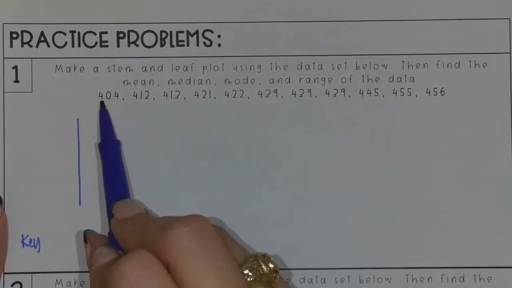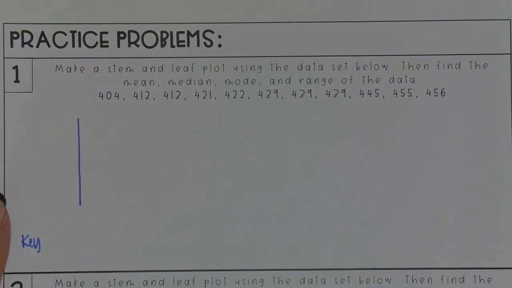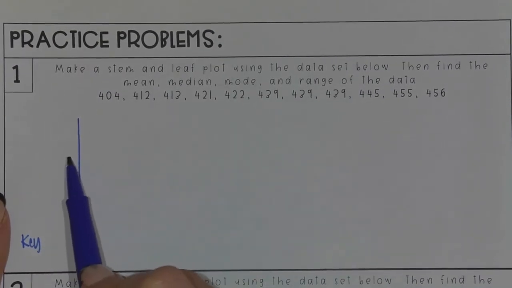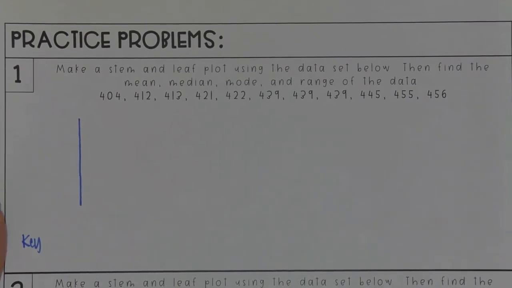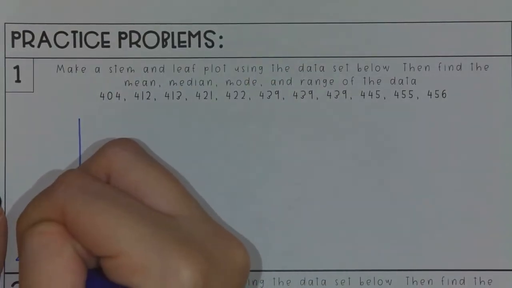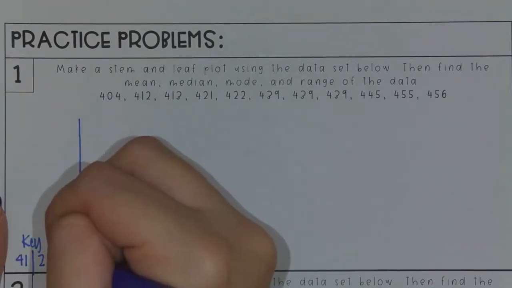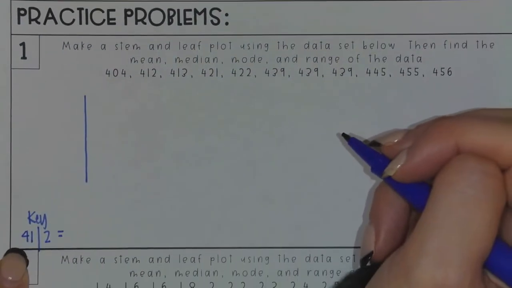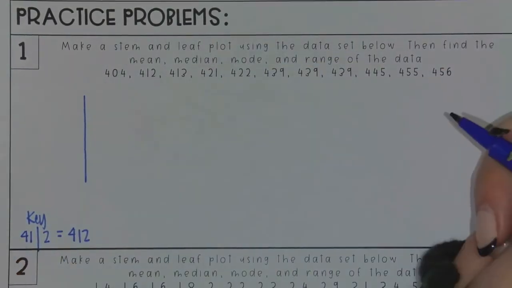So what I want to do here is, when I look at my data, I see every single one of them is in the 400 range. So if I just made my stem the hundreds position, that means I'm only going to have one stem to use on this entire graph. And that's not really helping me organize here. So for my stem, I'm going to include the hundreds and the tens, and then the ones are going to be the leaf. So if it looked like this, 41 on the left, 2 on the right, that would be 412.